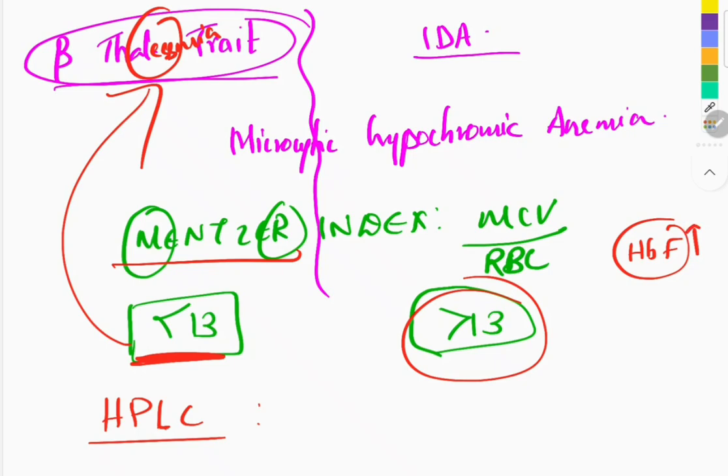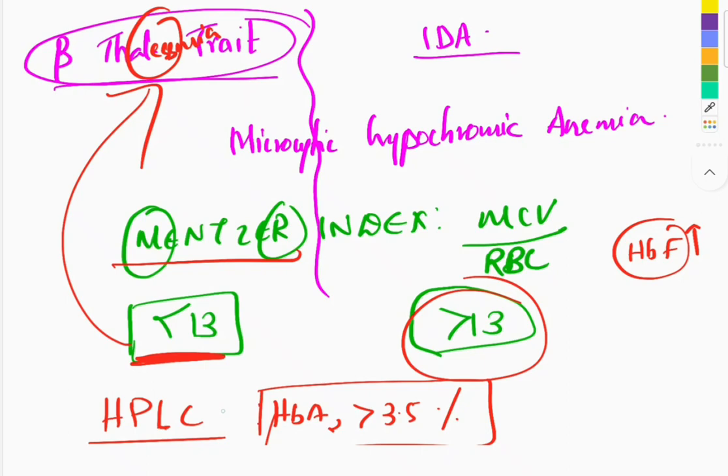In beta thalassemia major, I told you HbF is going to be increased, remember that. In beta thalassemia trait, HbA2 is going to be increased. It will be more than 3.5%. This is something to mug up. In the question, they'll give you a long history. Even in viva, your examiner will give you a long history. And at last he'll say, the HPLC shows HbA2 more than 3.5%. What is your diagnosis, guys? It is beta thalassemia trait. And then you get full marks. So this is important.